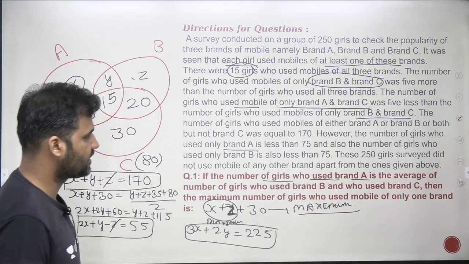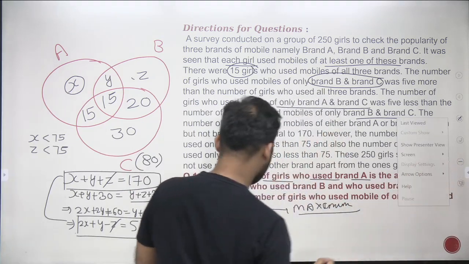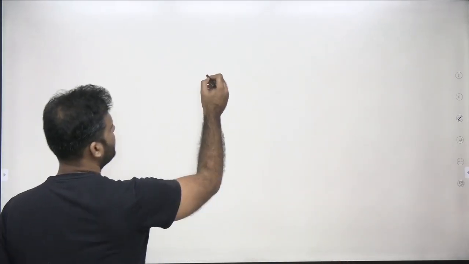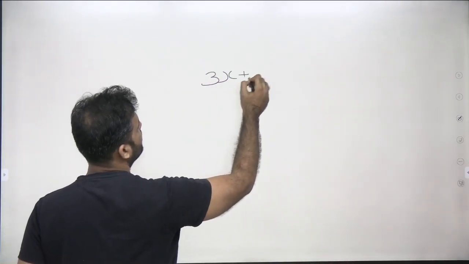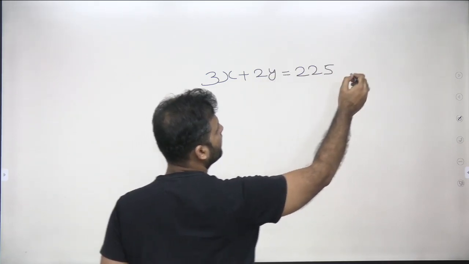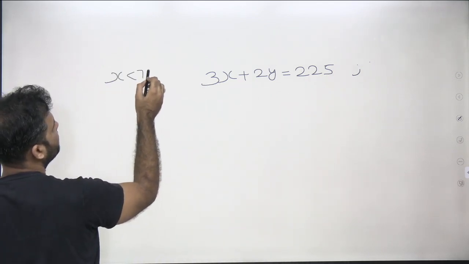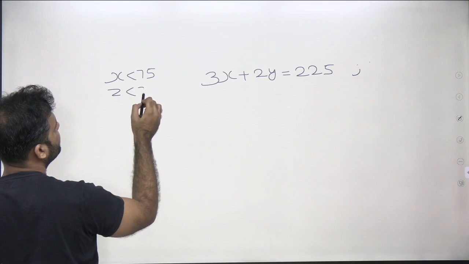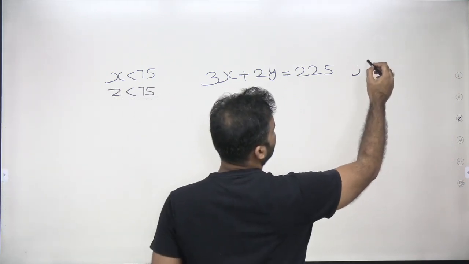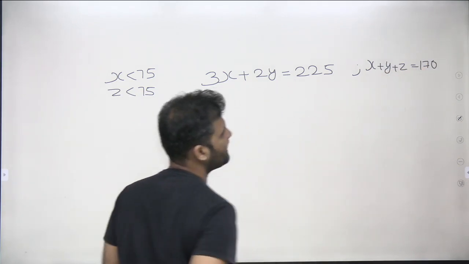What we need to do here is, 3x plus 2y is equal to 225, right? This is a linear equation we have got. The condition we need to take care of is x should be less than 75 and z should be less than 75. x plus y plus z is 170, right? It's also given that x plus y plus z should be 170. x and z should be maximized.